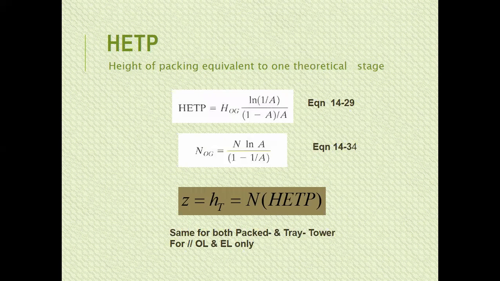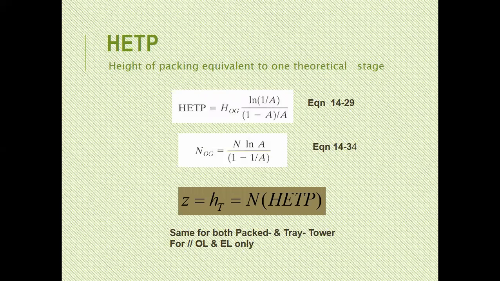Now, what does HETP stand for? It's the height of packing material equivalent to one theoretical stage. In our language, how thick your packing material is that you can consider it as one tray or one stage. That is what your HETP represents, especially in the case of, as I've said, packed columns.